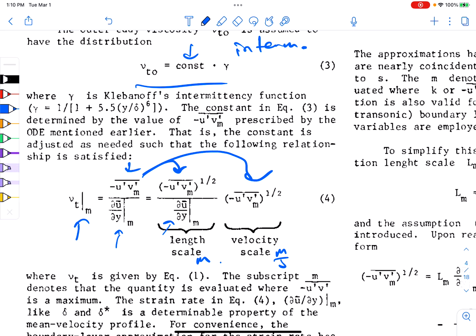Problem with this, of course, is you might say, well, partial U partial Y might become 0 as I get to the outside of the boundary layer, and if I go outside the boundary layer, that should become very small.